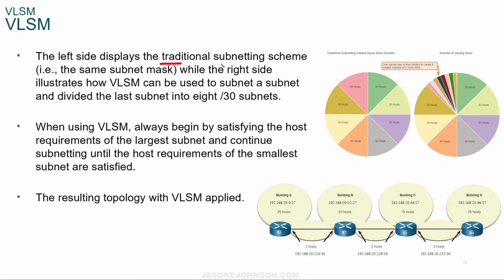The left side displays the traditional subnetting scheme, and the one on the right shows a variable length subnet mask, where we can break down those subnets into smaller chunks, and we don't waste as many host addresses. The resulting topology with VLSM applied is much more efficient. I will say here that I do have videos on VLSM as well. If you check my channel, you'll be able to find those.